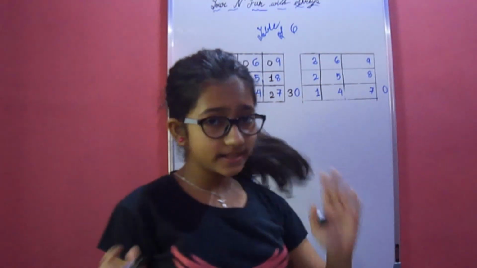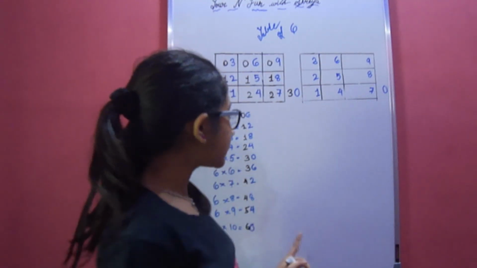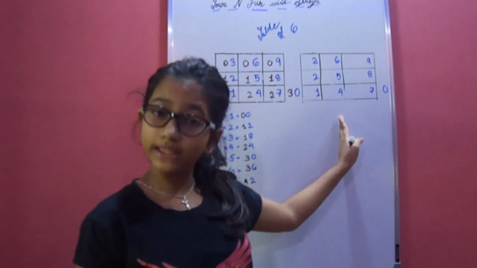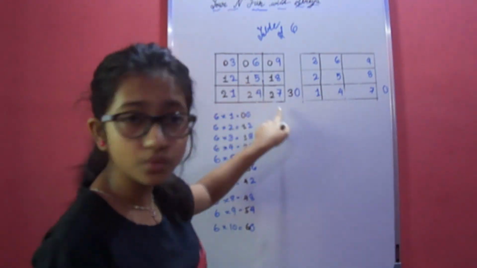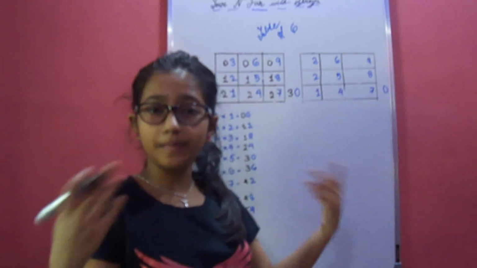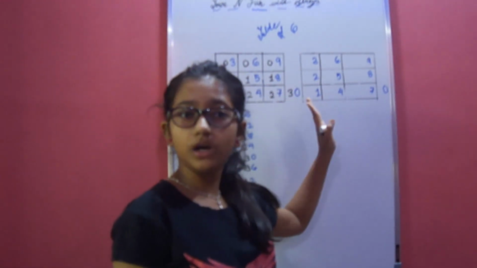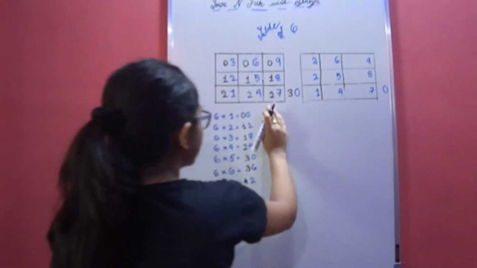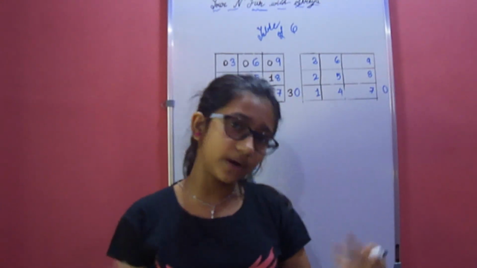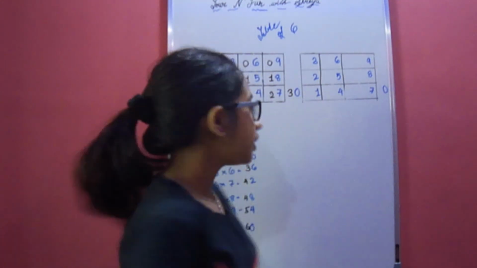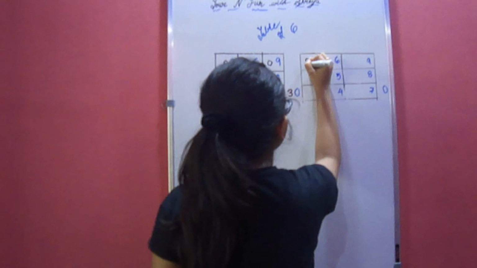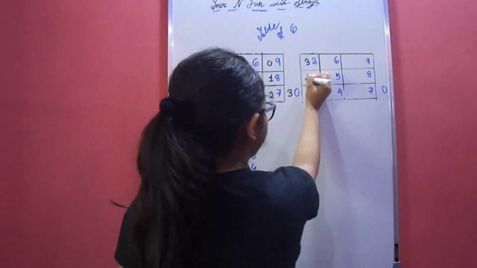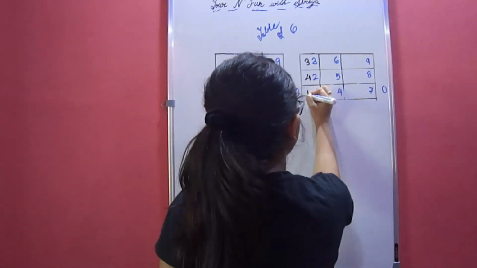Now as the 0 is exceptional, we will not consider the 0 in the next row. We will consider the 2 as our last number, which we will now use in the second row, second table. As 2 was our last number, what comes after 2? 3, right? What comes after 3? 4. What comes after 4? 5. So 3, 4, 5.